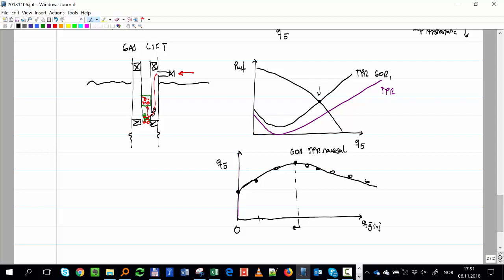The objective is to make the density of the mixture more similar to the density of the gas, and then you reduce the hydrostatic pressure drop. But if you add too much gas, then you have too much friction. So you have to be careful. You have to do it exactly at the point where you have the perfect balance between reducing the hydrostatic term and increasing friction.